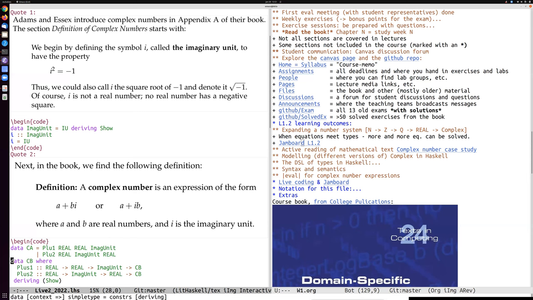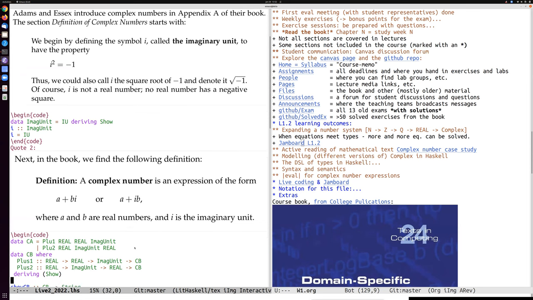Anyway, I'm trying here to be strictly following the book. It says that a complex number is of either of these two forms. It's a bit strange if we really know what complex numbers are, because first, why are there two forms? That's not obvious. And why are there only two forms? Why can't the bi be before the a? And why can't we use a minus sign here instead of a plus sign? But let's stick to this so far. We've implemented the data types CB and CA, isomorphic.